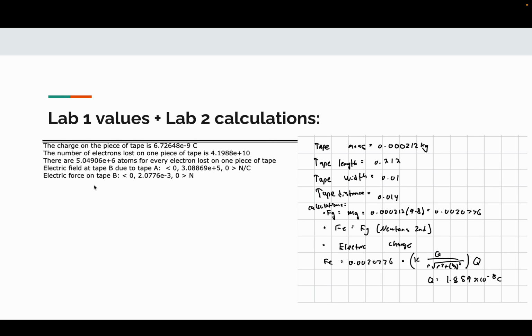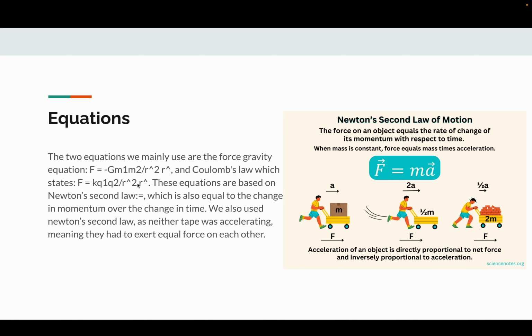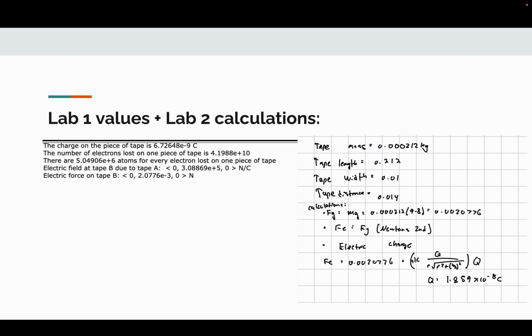Here are the calculations of lab 1. As you can see, this is the point charge that we used earlier. For the lab 2 calculations, we use many of the same constants from lab 1, such as the mass, the length, the width, and the distance between the tapes. To find the charge on this new line of charge, we use the equation Fe equals Fg, which is what I said earlier for Newton's second law. But instead of the original Fe equation, we use an equation that accounts for the line of charge, so you can see that the denominator is different.